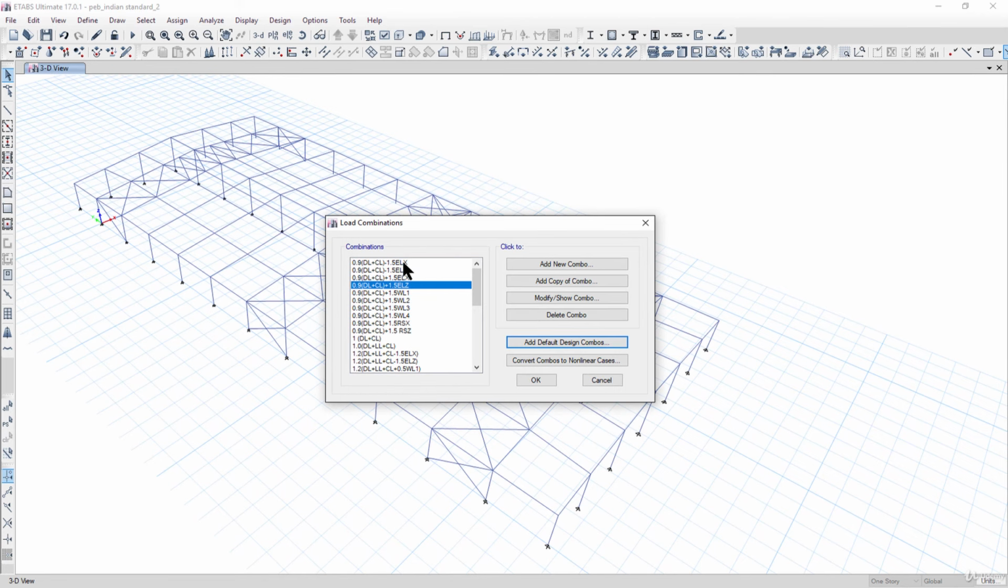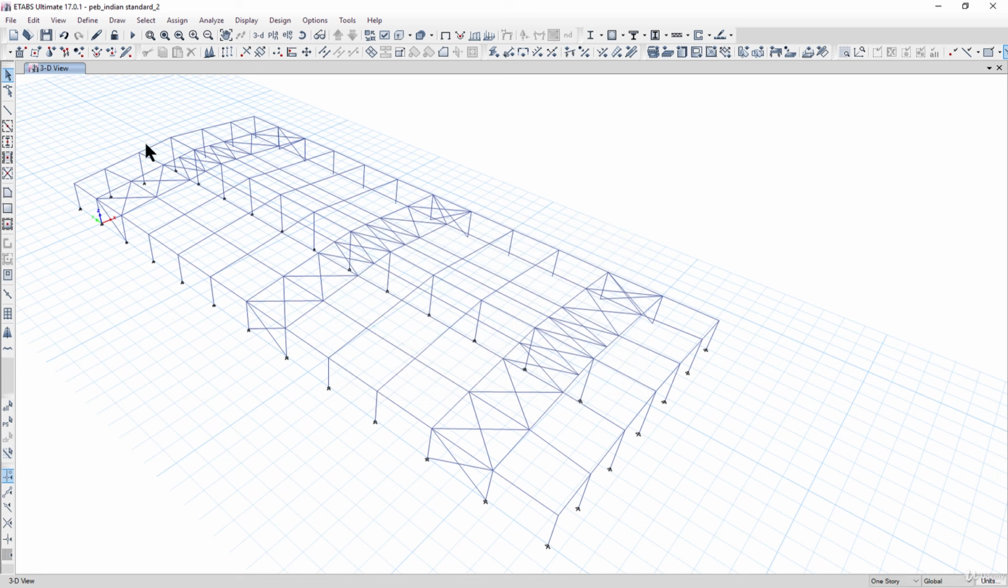If we are going for simple static analysis, then we need to consider these load combinations, and if we are doing response spectrum analysis, then we need to consider these load combinations. That I will tell you in the later lectures. But right now our main purpose is to check the load combinations and their applicability and correctness, whether they are desirable or not. So the rest of the load combinations are now okay. Left click on OK and save this model.